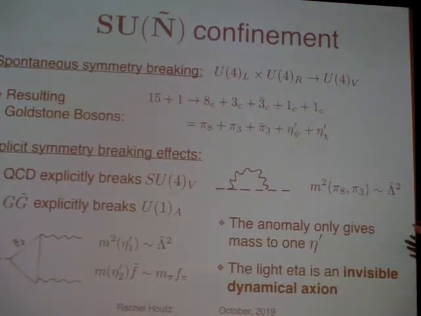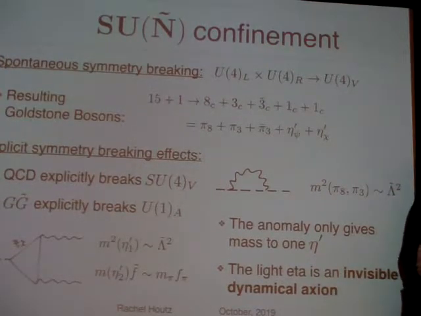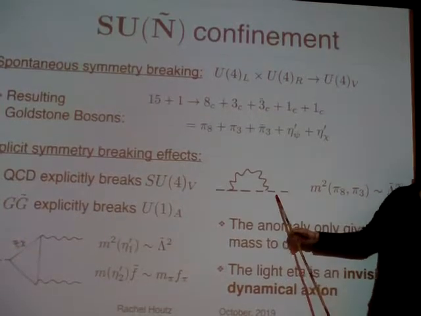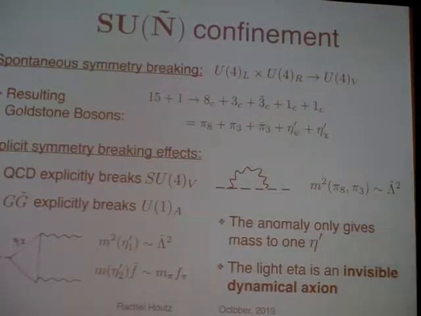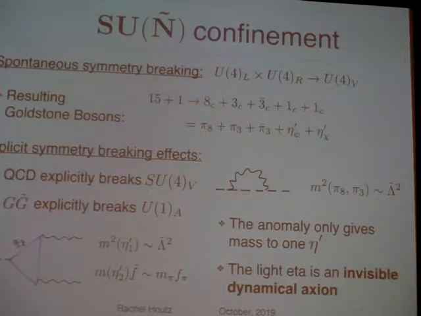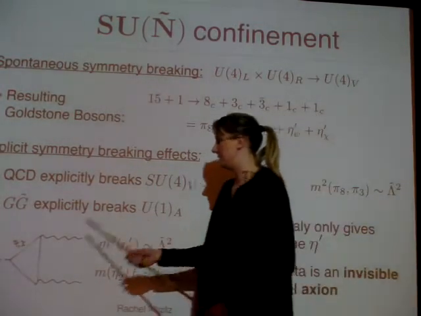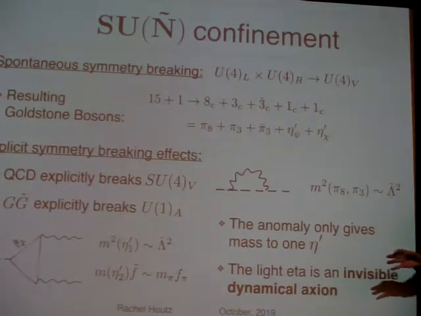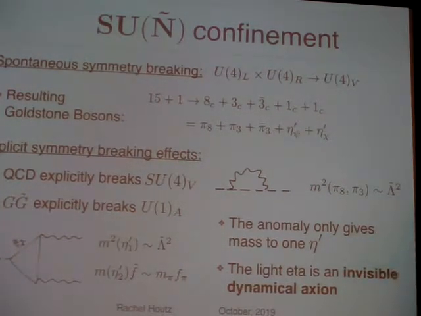Again, the ones that are charged under QCD will have masses driven up to the confinement scale, because QCD explicitly breaks the flavor symmetry. And then G G tilde explicitly breaks U(1)_A. You can write this so that both of the eta primes couple to G G tilde, but at the end of the day, if you diagonalize the mass matrix, there's only one mass eigenstate that gets the contribution.